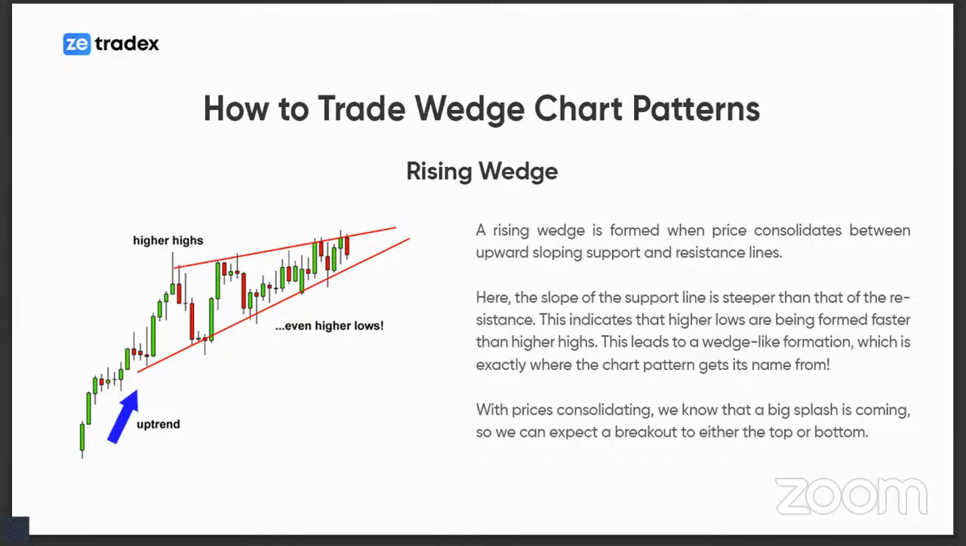So when prices are consolidating, we know that a big splash is coming, and we can expect a breakout to either the top or the bottom. Now we have highs and we have even higher lows. We have an uptrend, we have higher highs, we have even higher lows. So it is very important at this point that you draw your rising wedge lines, downwards and upwards, and then you have all these things ready.